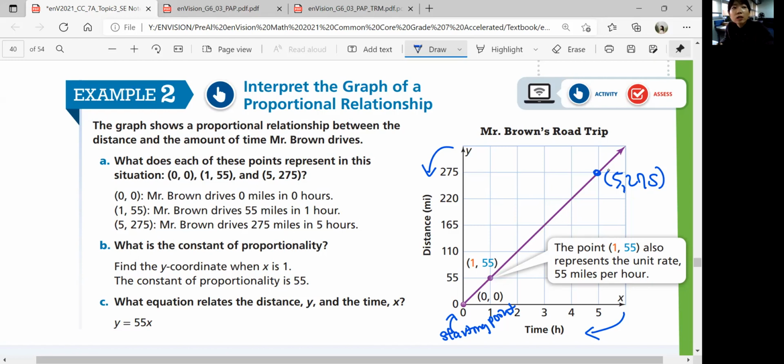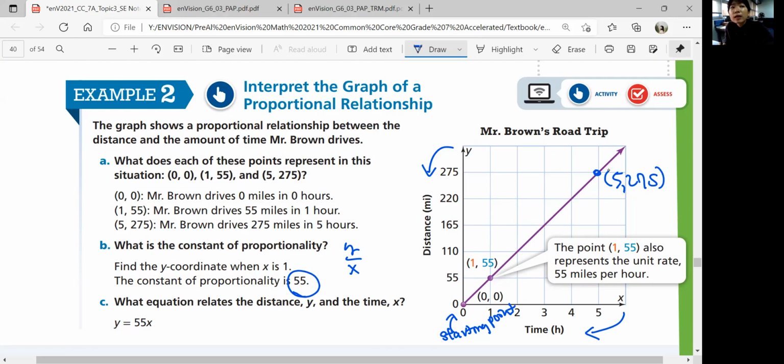Part B, what is the constant of proportionality? How do you figure out the constant of proportionality again? Y over X. So divide the Y coordinate by X for any point. 55 divided by 1, 275 divided by 5 is going to be 55. Okay? So yes, your constant of proportionality is 55.